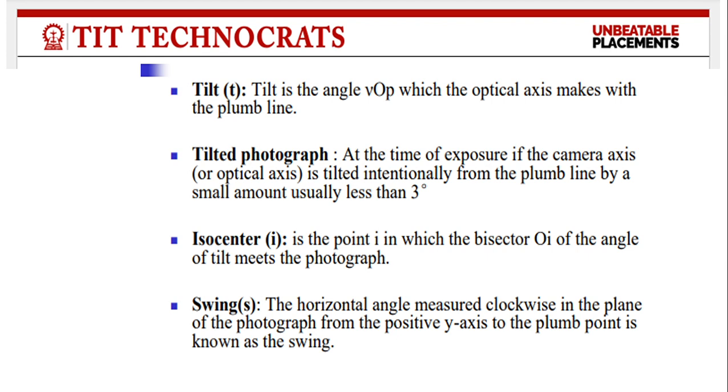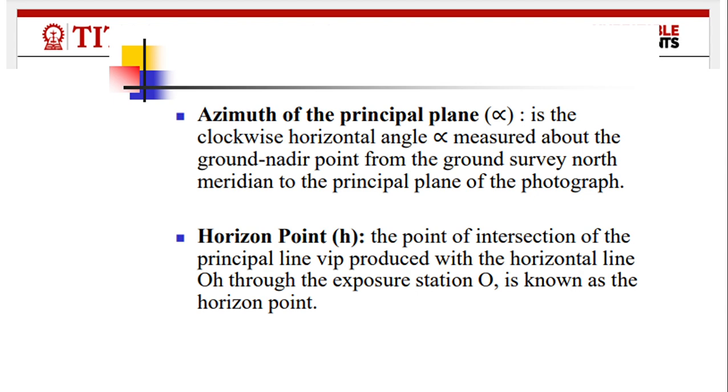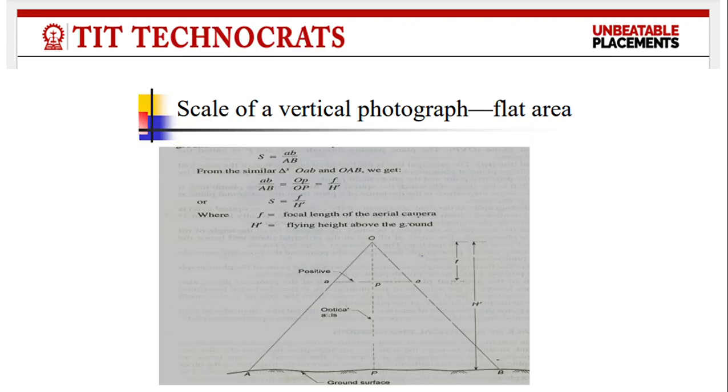Then swing is the horizontal angle measured clockwise in the plane of the photograph from the positive y-axis to the plumb point. Then azimuth of the principal plane is the clockwise horizontal angle measured about the ground nadir point from the ground survey north meridian to the principal plane of the photograph. Then horizon point: the point of intersection of the principal line produced with the horizontal line through the exposure station is known as the horizon point.